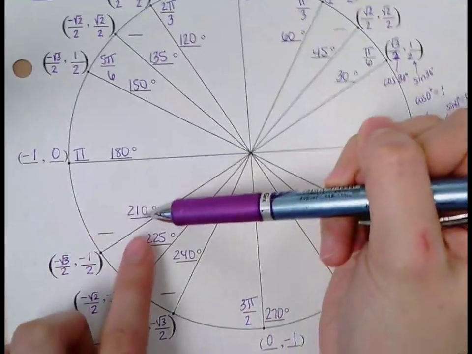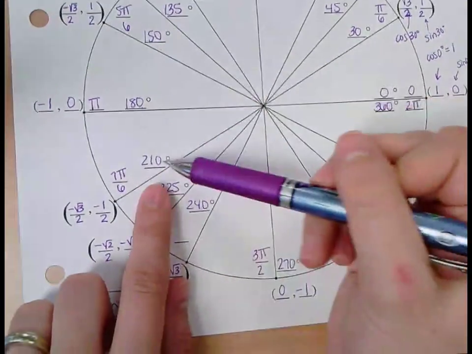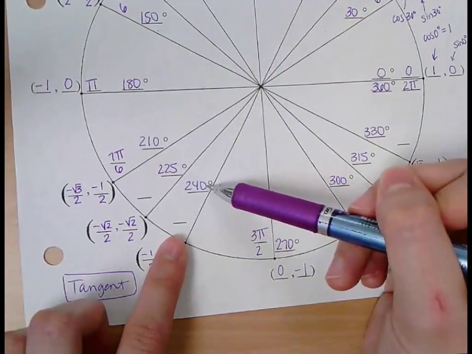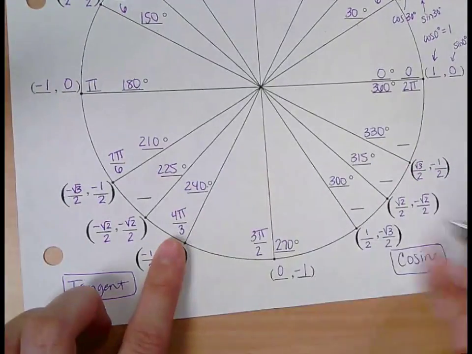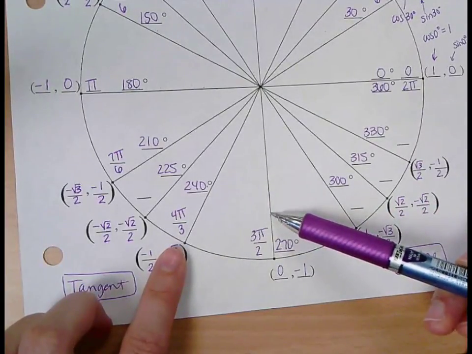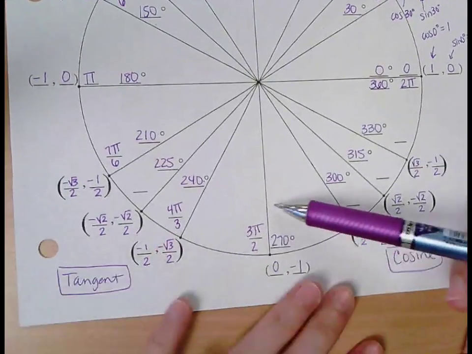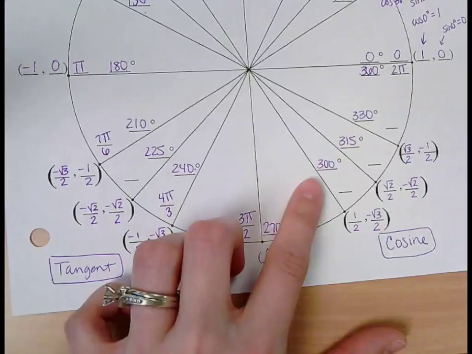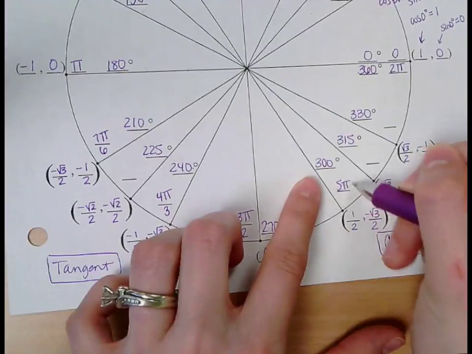So another 30 degrees brings me to 210. That would be 7 pi over 6. Another 30 degrees brings me to 240. That's 8 pi over 6. 8 over 6 is 4 over 3. So that would be 4 pi over 3. Another 30 degrees is 9 pi over 6. 9 over 6 is 3 over 2. So you can see how that simplifies there. Another 30 is 10 pi over 6. 10 over 6 is 5 over 3, so 5 pi over 3.